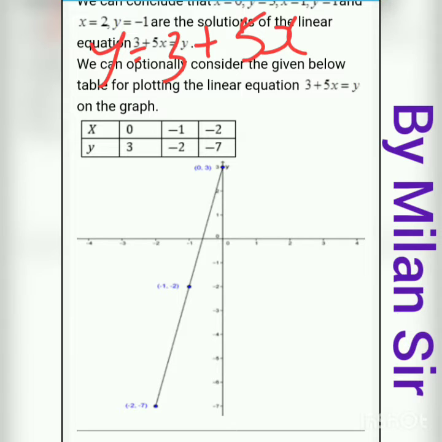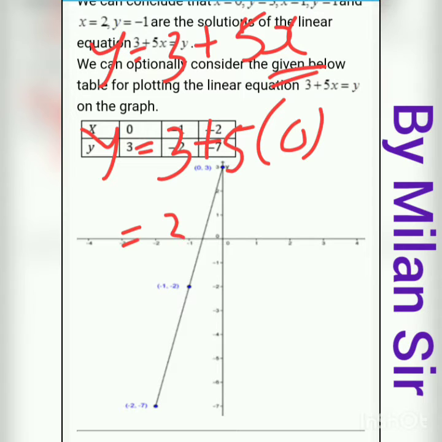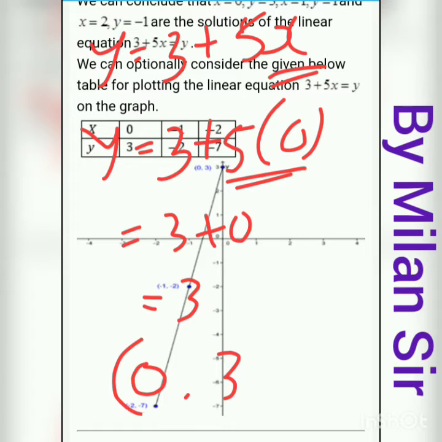Now here we can easily put the value of x and we can find the value of y. Just put the value of x, you will get the value of y. First of all, put x is equal to 0. So 3 plus 5 in place of x 0. 5 multiplied by 0 is 0 only. So y is equal to 3. If we put x is equal to 0, we get y is equal to 3.